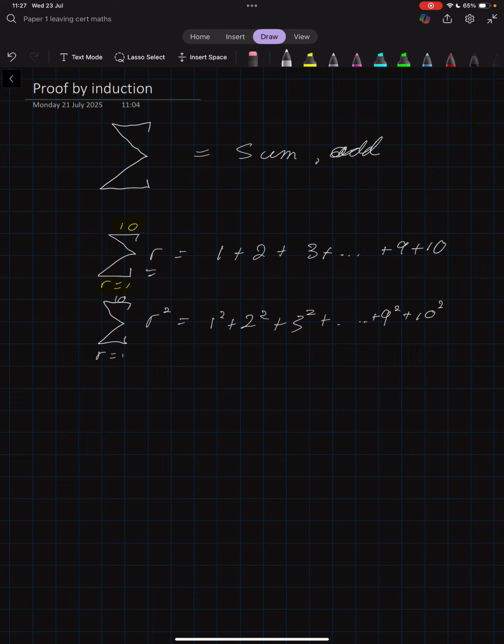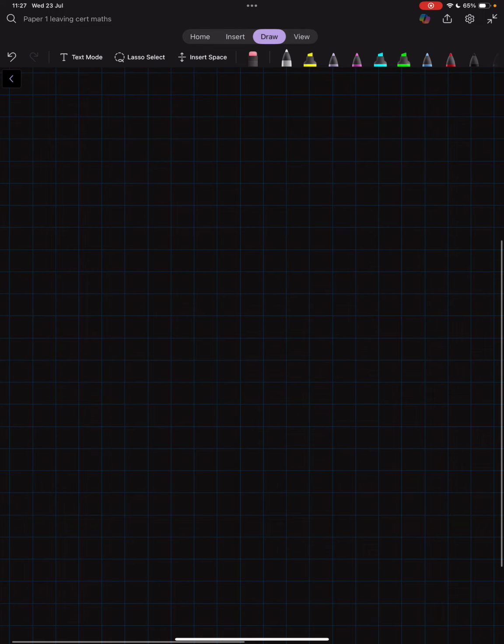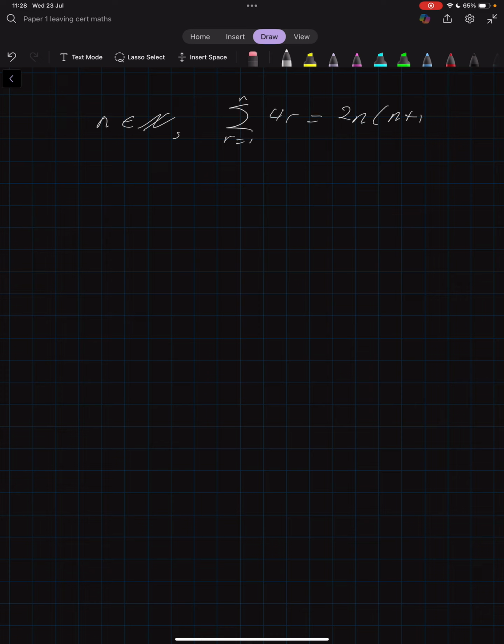So the next thing that I want to do is go through an example of proof by induction. So what actually is proof by induction? I'll go through a detailed example, but all of them will do the same thing, okay? So it might say, prove for all n in the natural numbers that the sum from r equals 1 to n of 4r is equal to 2n times n plus 1. So they're asking you to do this by proof by induction.